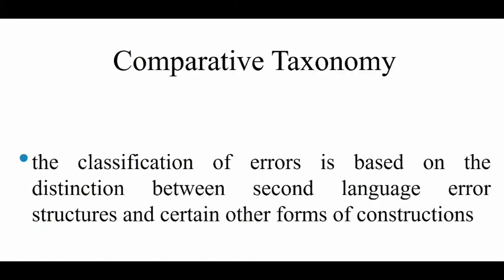The third is comparative taxonomy. In comparative taxonomy, the classification of errors is based on the comparison between second language error structures and certain other forms of constructions. If you use comparative taxonomy to describe the mistakes of an Indonesian learning English, the layout of the mistakes of the student could be compared with the mistakes recorded for children acquiring English as a first language.